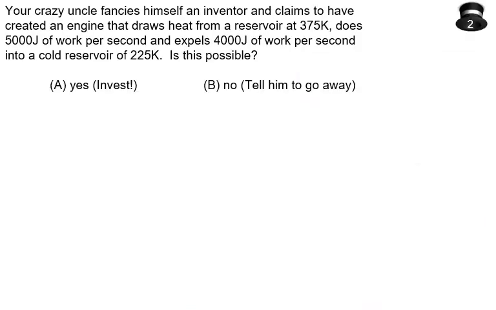So let's do a practical question. Let's remember what we know about our Carnot engine, and that's the maximally efficient engine. And let's put that to work here. Okay, so your crazy uncle fancies himself as an inventor, and he claims to have created an engine that draws heat from a reservoir at 375 Kelvin. It does 5,000 joules of work per second, and it expels 4,000 joules per second into a cold reservoir at 225 Kelvin. So the question is, is this possible?